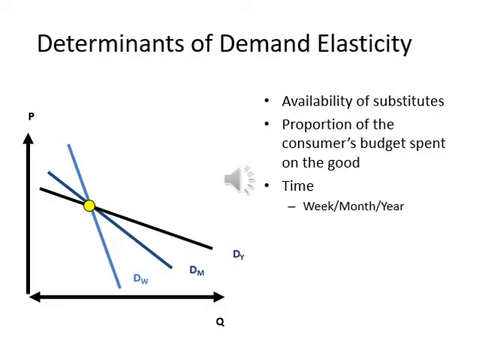Determinants of demand elasticity include: 1. Availability of substitutes. 2. Proportion of the consumer's budget spent on the good. 3. Time.